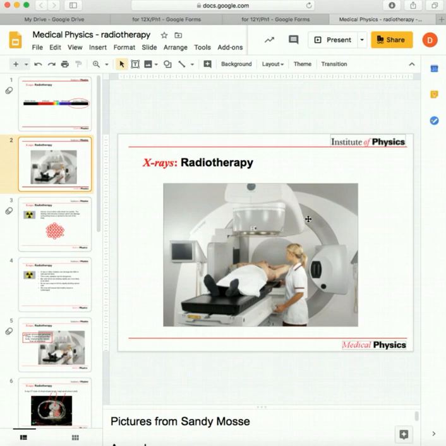So this source will rotate, and it will fire gamma radiation from all directions, and the tumour will always be hit, but all the healthy tissue around the tumour, on the way into the tumour, on the way out from the tumour, will get a smaller dose. So you're giving a big dose, relatively, to the most susceptible cells, and a smaller dose to the less susceptible cells. In that way, you're killing the cancer without killing the healthy tissue. At least not so much.